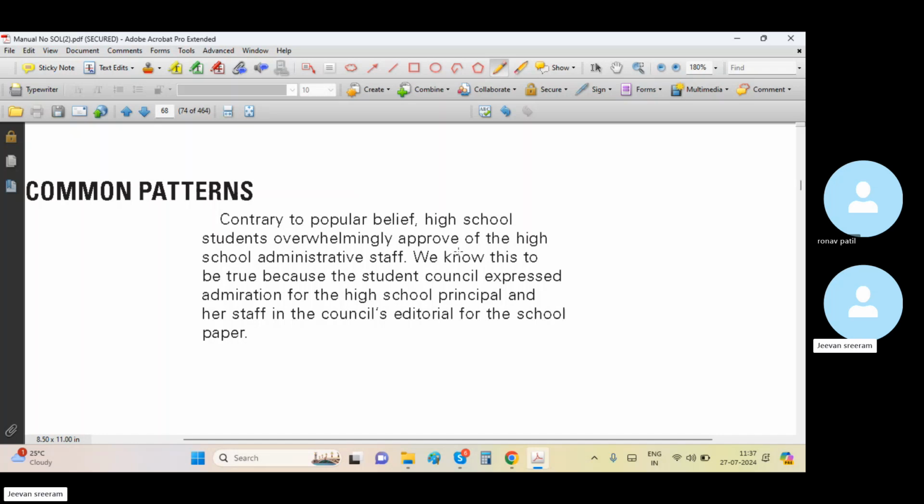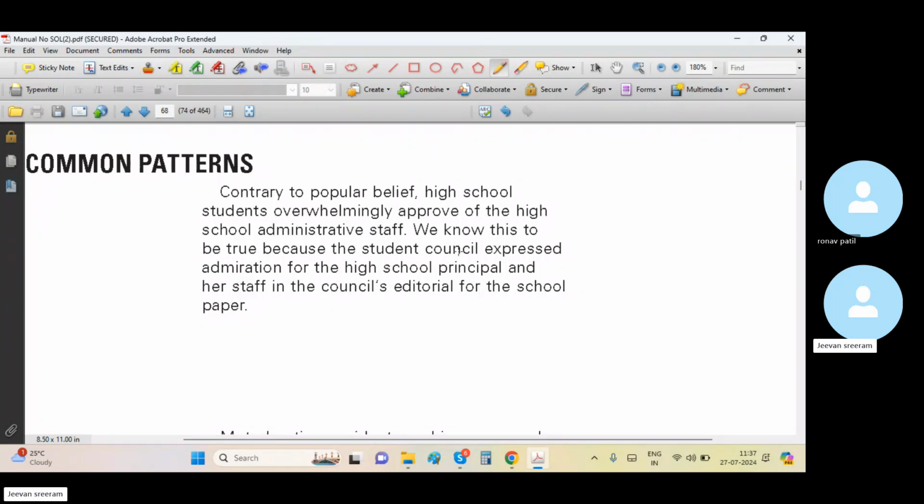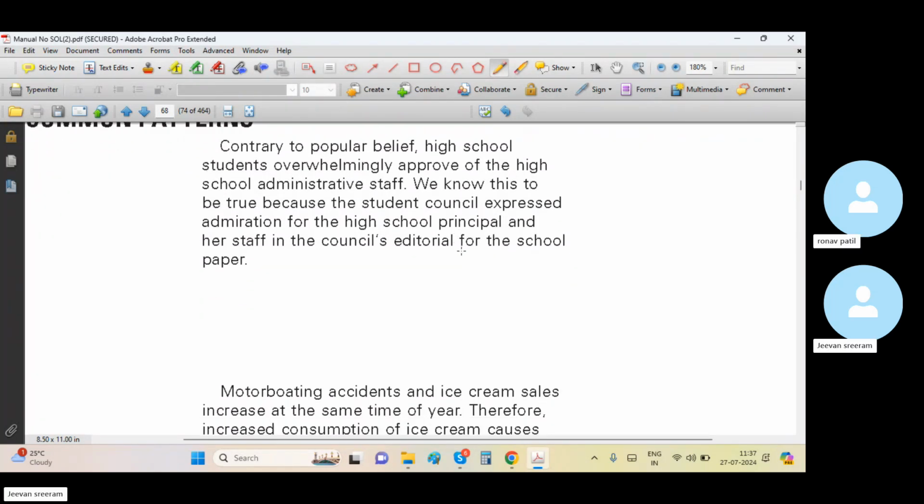So let's discuss some arguments of different patterns. These are the standard patterns that any student must know before handling a wide variety of critical reasoning questions. Might be strengthening, weakening, assumption, or inference sort of questions.